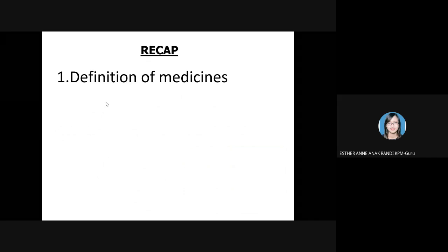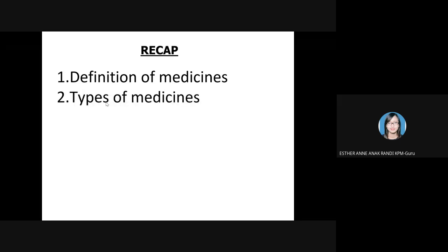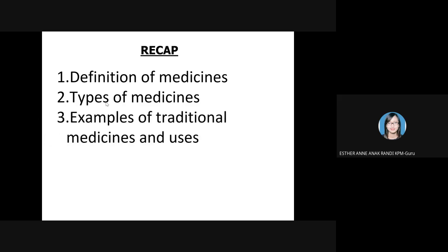Okay, so that's all for medicine. Medicine, actually more on this chapter is more on reading lah. Okay, but however, you still need to remember some of them. Okay, for example, what is the definition of medicine? Medicine is a substance or chemical used for treatment and prevention of diseases. Okay. And then types of medicine. Just now we have traditional medicines and modern medicine. Okay, example of traditional medicine and its uses.